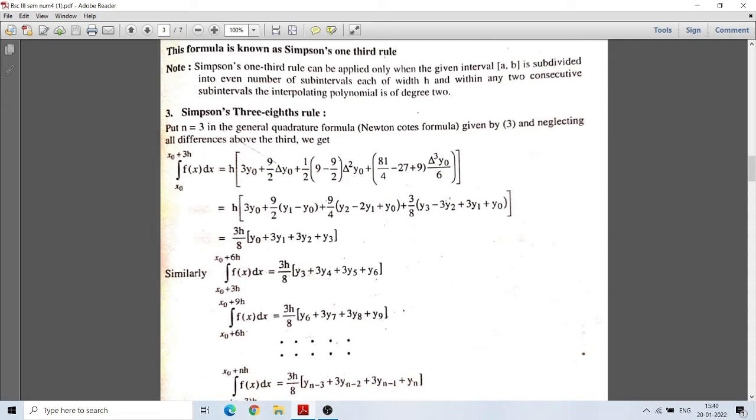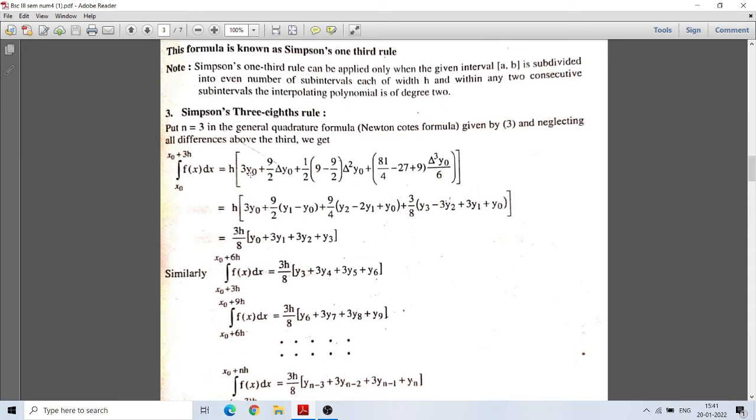Put n is equal to 3 in the general quadrature formula, neglecting all differences above third order. We consider only up to third order. Then the integral over the limit x0 to x0 plus 3h of f of x dx is equal to h times, wherever n is there, put 3 in equation 3, the Cote's quadrature formula: 3y0 plus 9 by 2 delta y0 plus 1 by 2 (9 minus 9 by 2) delta square y0 plus (81 by 4 minus 27 plus 9) delta cube y0 by 6.